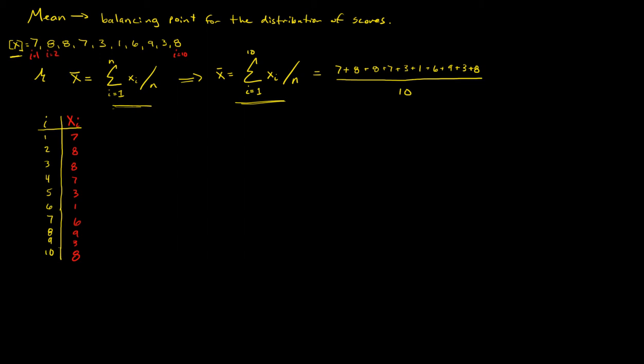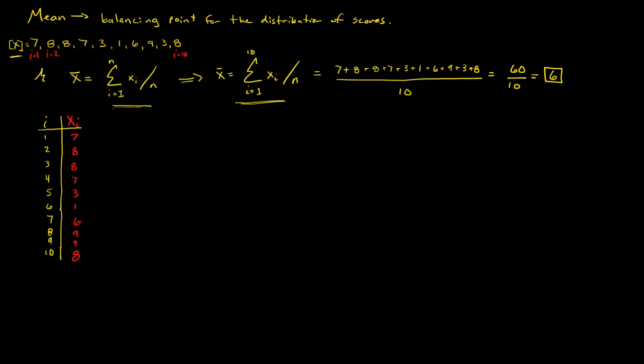And so if you add this up on the top here, you're going to get 60, and you're going to get divided by 10, which will give us our solution, which is the integer 6. Okay, and so 6 then becomes this balancing point for the distribution of the scores.